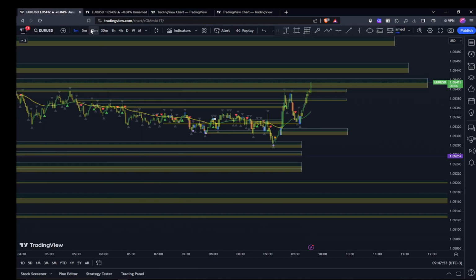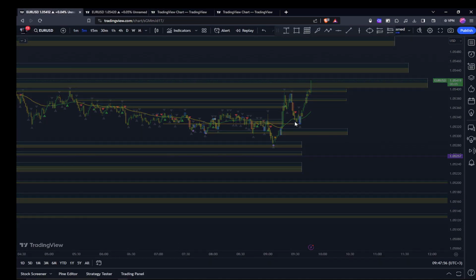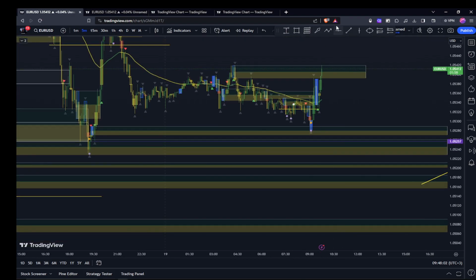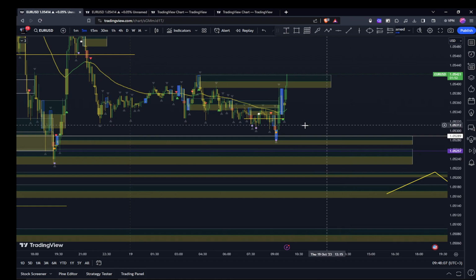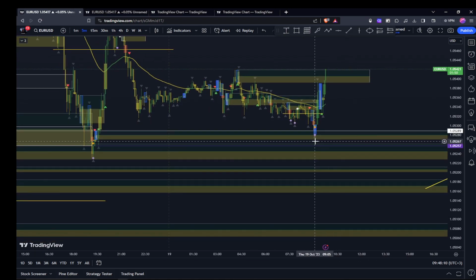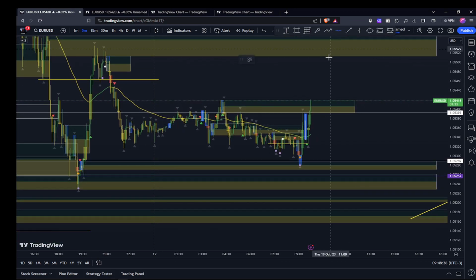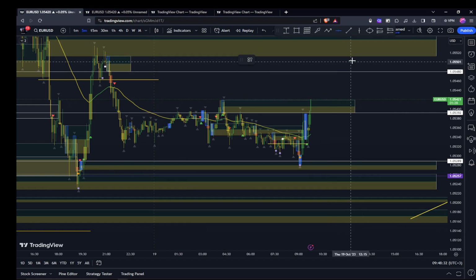So on the 5 minutes, I usually mark this area with a white line, supporting this as a bullish order block or a demand zone of the 5 minutes. And I usually mark the low of the supply zones as well. Yes, that is what I usually do.